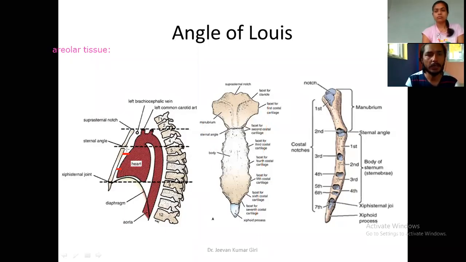Then the other remaining space is occupied by the areolar tissue. There is no empty space, so that space is filled up by the areolar tissue, which is loose connective tissue. It's a type of connective tissue only.